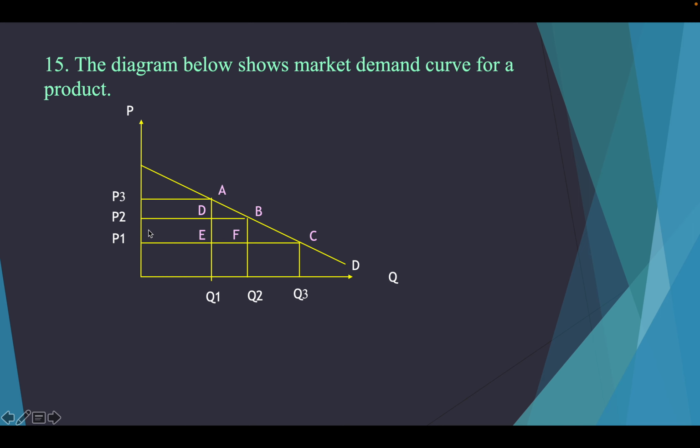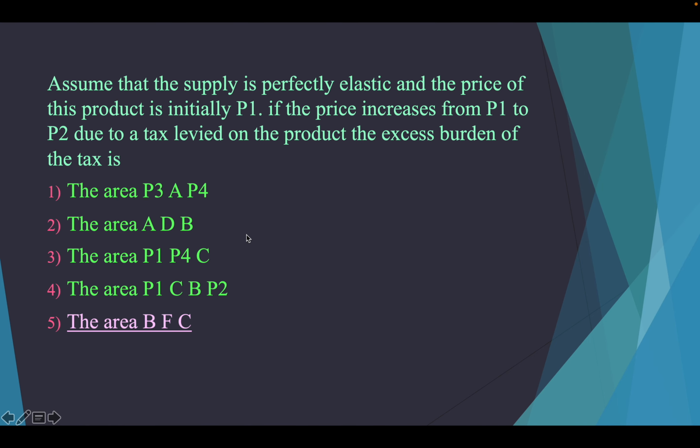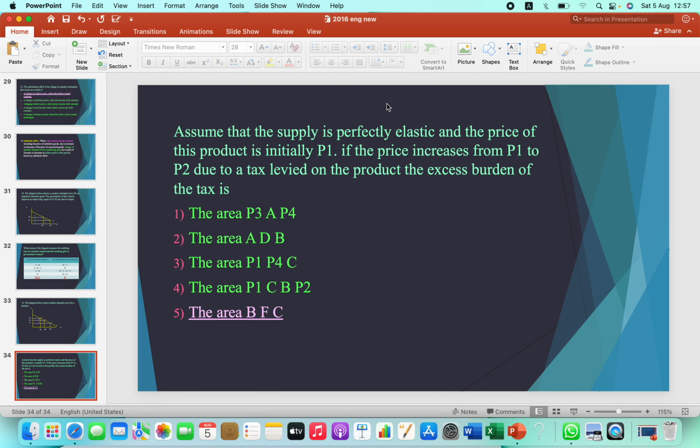Now P1 to P2 increases like in the previous diagram. Here the tax is P1 to P2, EF, which goes to the tax revenue, government tax revenue. We cannot take after Q2, so this small triangle is the excess burden of the tax, or deadweight loss, BFC. Okay children, now you can understand how to solve these questions well.